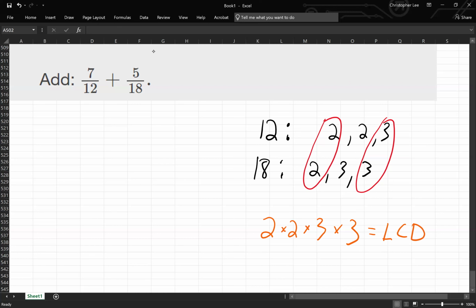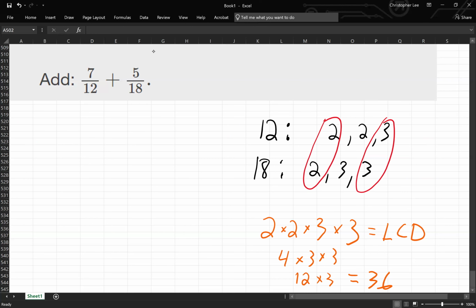All I did was take the 12, right? And then I put whatever's missing, whatever's extra into this. And that's it. So 2 times 2 is 4 times 3 times 3. That's what is that? 3, 6, 12 times 3, 36. So 12 goes into 36 3 times. 18 goes into 36 twice. And that's it in a nutshell.